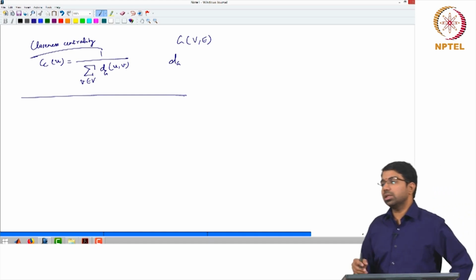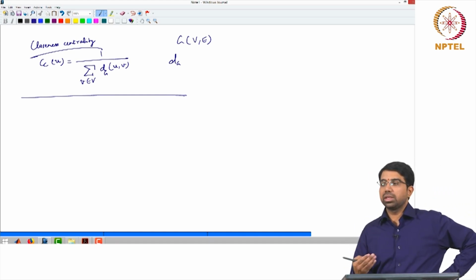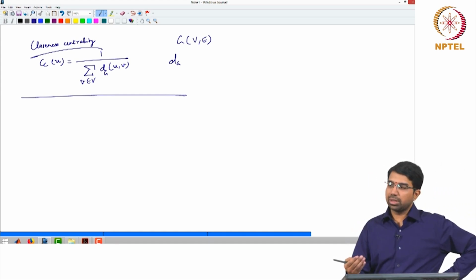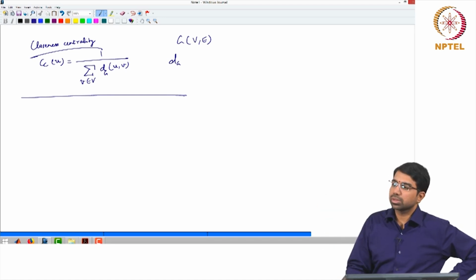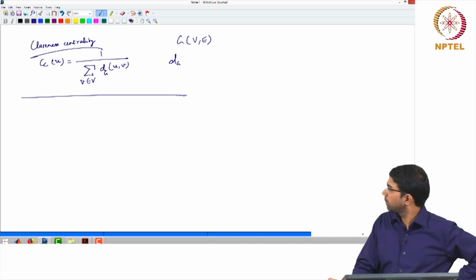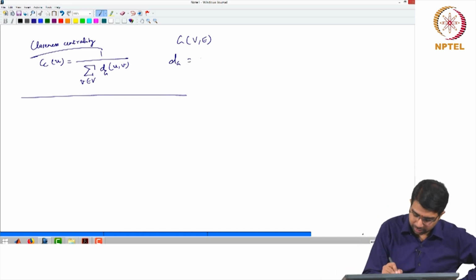So far we have only looked at degree. Okay, what is your question? The distance between two nodes, in what sense, the shortest distance? Always shortest. It is geodesic.